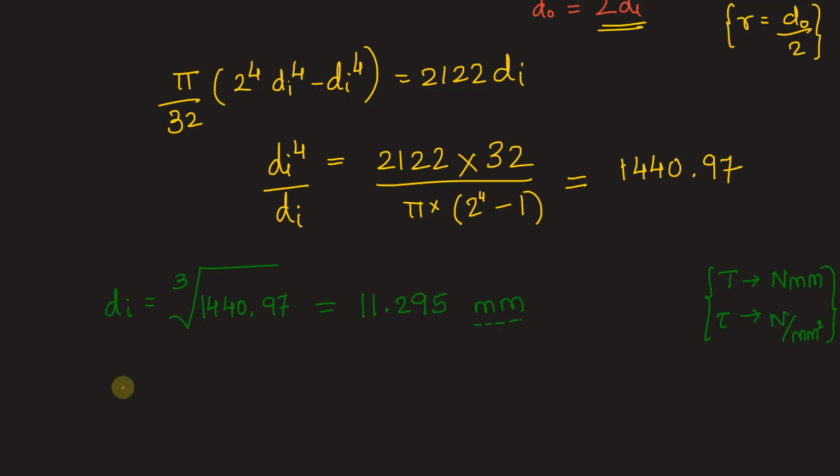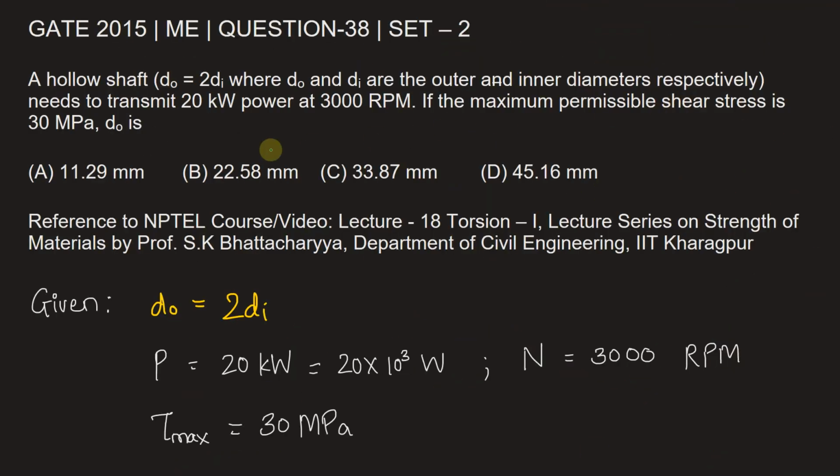But we were asked to calculate the outer diameter. So we'll take D naught is 2 times Di. If we substitute this value here, we get 2 times 11.295, which is calculated as 22.59 millimeters. Let's fill in the answer. In the options, we have 22.58 millimeters. Option B is the correct option. If the maximum permissible shear stress is 30 megapascal, the outer diameter is 22.58 millimeters.